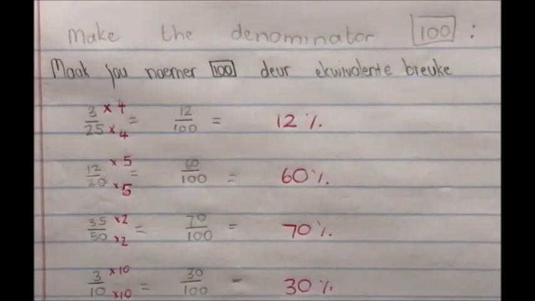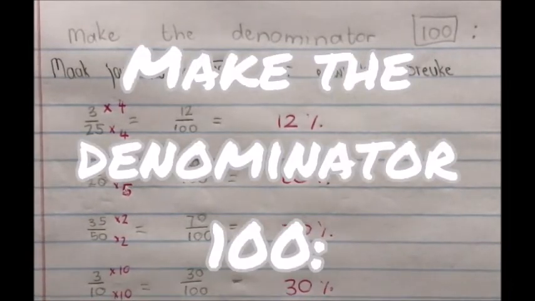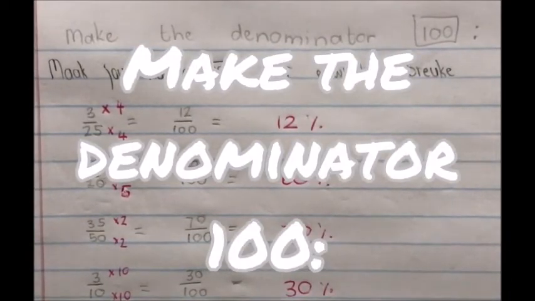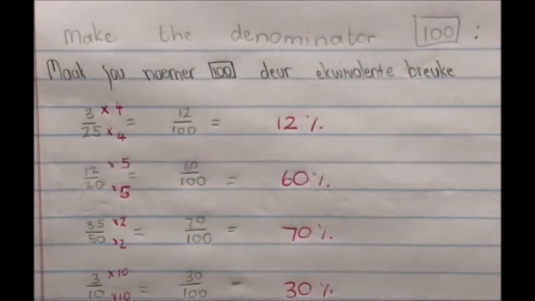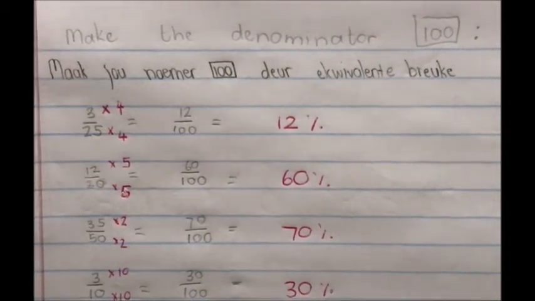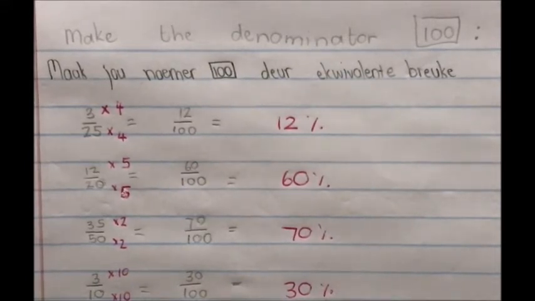After you've pasted in the explanation note, you must make the following notes in your books. Your heading, make the denominator 100, and you can make that 100 stand out by either putting a block around it or writing it in color. So you will see the Afrikaans heading is there as well, but you write the English heading, make the denominator 100. And then I want you to write down the following 9 examples.